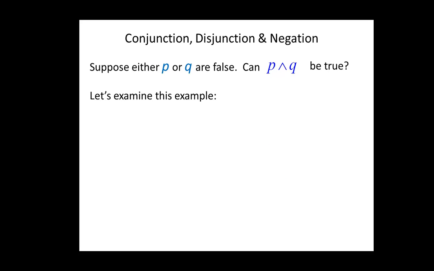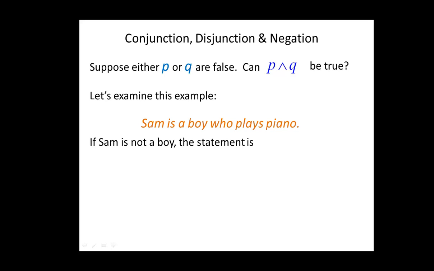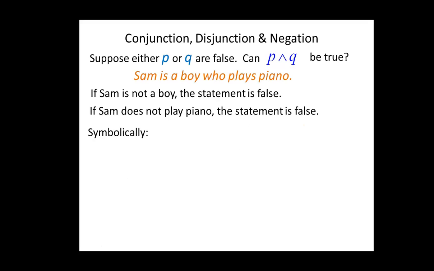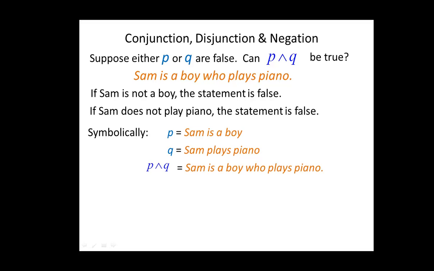Let's look at an example for this. Let's say our compound statement is Sam is a boy who plays piano. Now if Sam is not a boy, I think we could say the statement is false. If Sam does not play piano, I think we could say the statement is false. Symbolically, let's say P stands for Sam is a boy, Q is Sam plays piano, and then we have our compound statement P and Q.